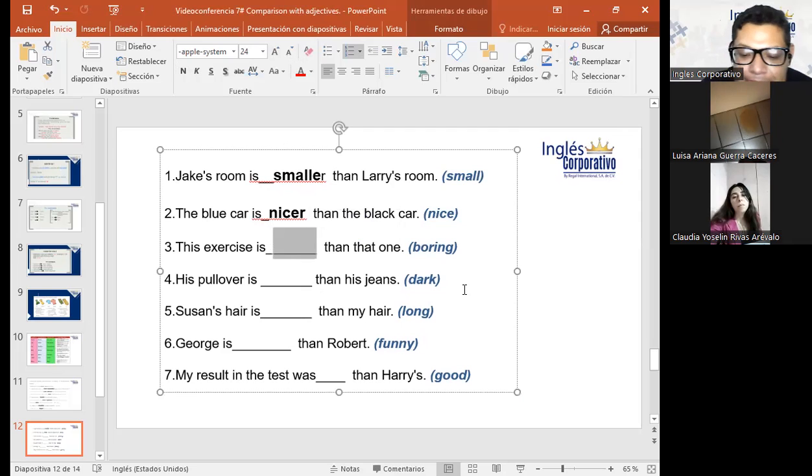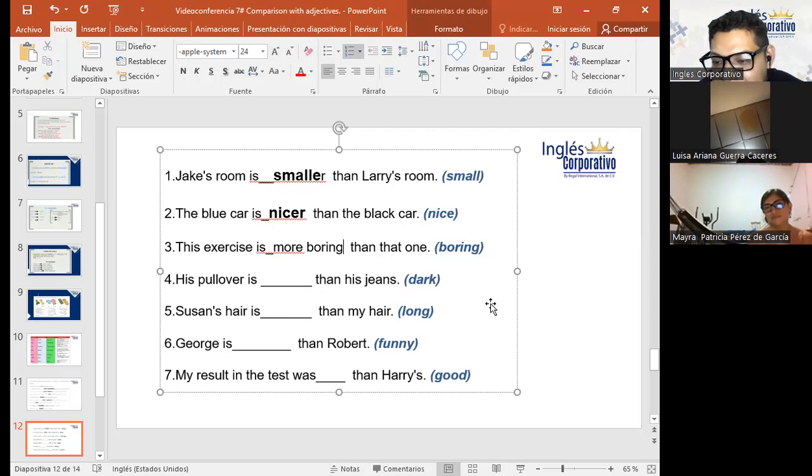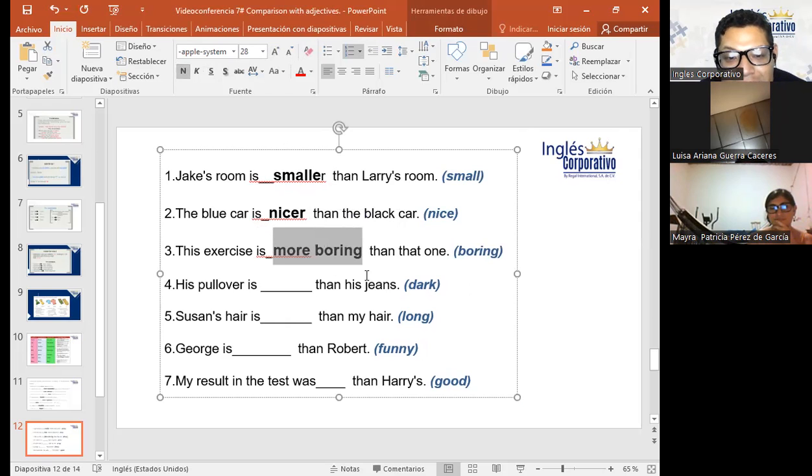More boring. Because it has more than two syllables, right? So most boring. What would be the meaning in Spanish about this statement? What would be the Spanish equivalents? Es más aburrido que este. Este ejercicio es more boring.